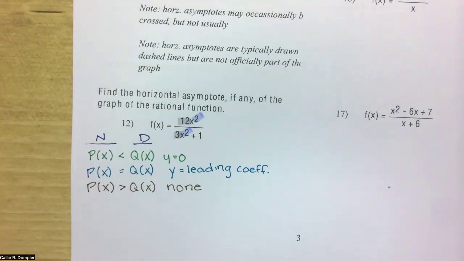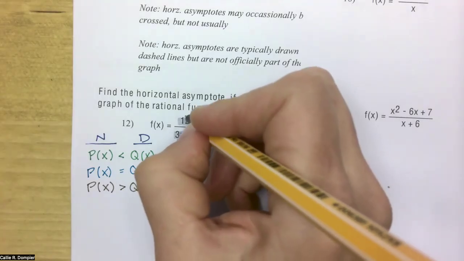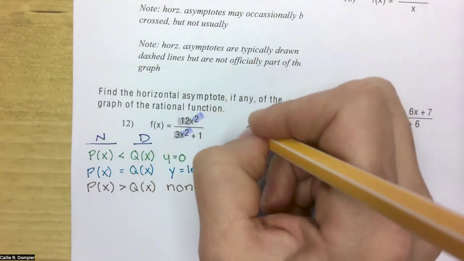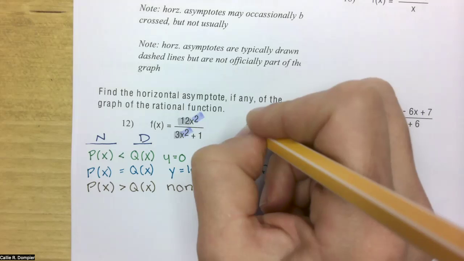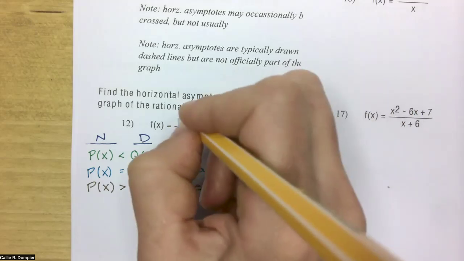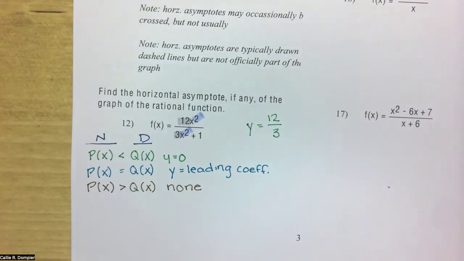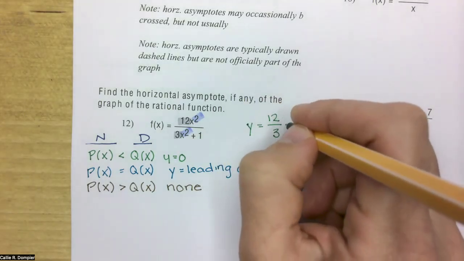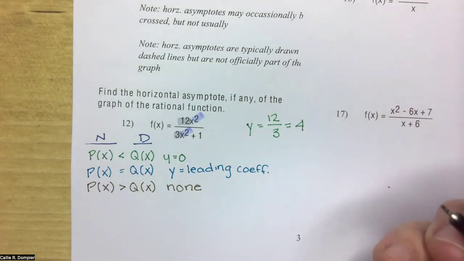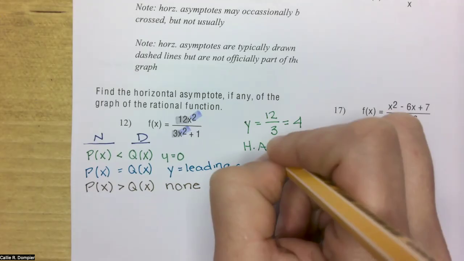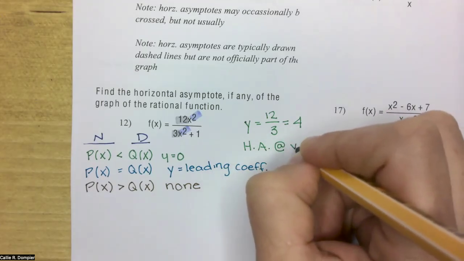2 is equal to 2, so y is going to be equal to the ratio of the leading coefficients as a fraction, right? So the leading coefficient is 12 on the top, 3 on the bottom. Make sure you pay attention to any negative signs you might have. 12 divided by 3 is just 4. So we're going to say there is a horizontal asymptote at y equals 4.